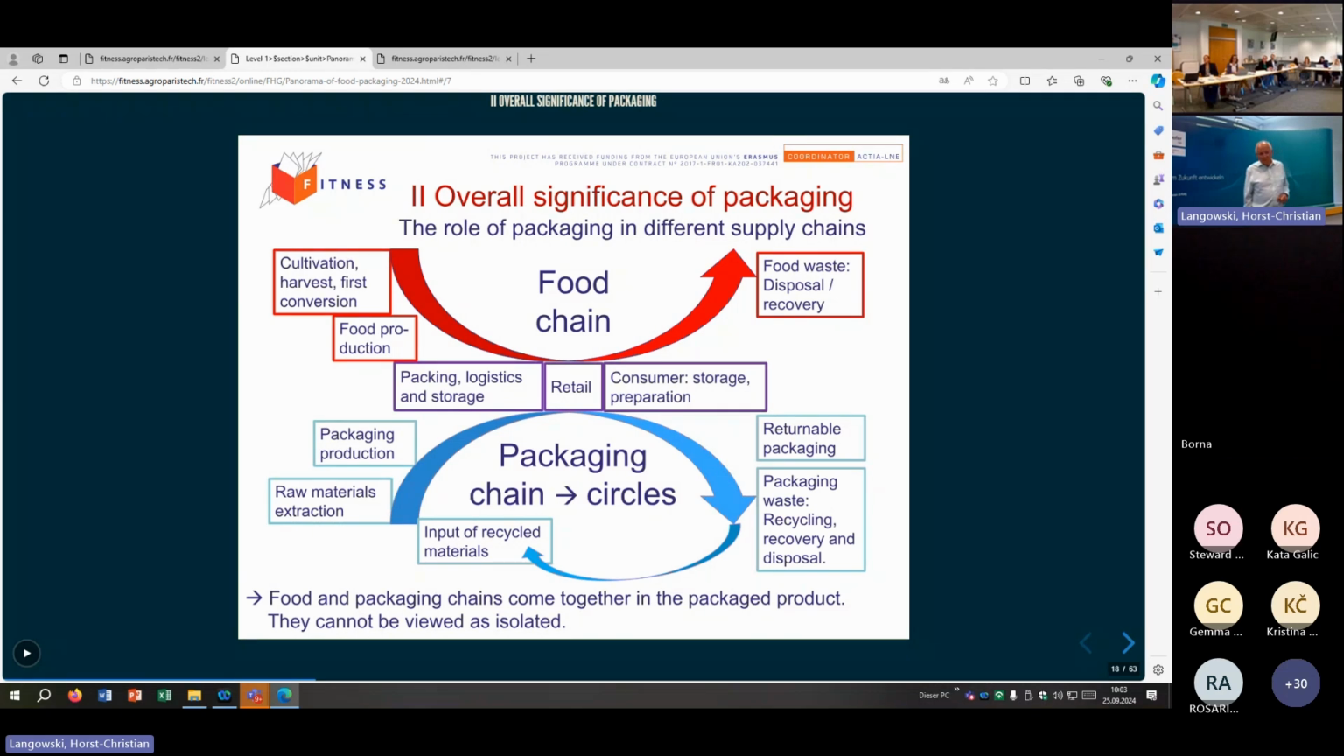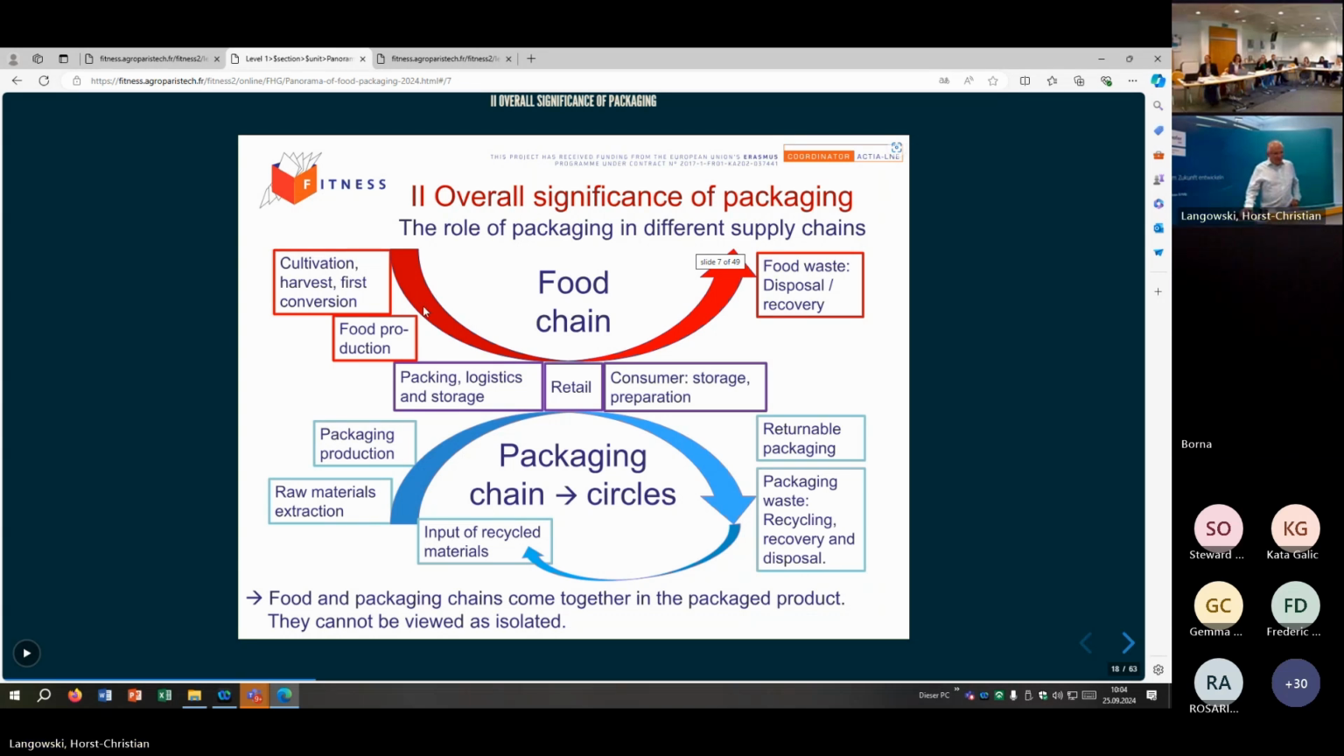Good. So the next step, the significance of packaging for the different goods. We have basically two chains, the food chain and the packaging chain, which joins at the point when food is packaged in a packaging type. And this is changed over the years due to the extended producer responsibility and circular economy. The packaging chain is no more a chain, but it should be a circle. And this circle is just in a very fast type of development. Whereas the chain, okay, to imagine a food circle is a bit difficult, I would say.